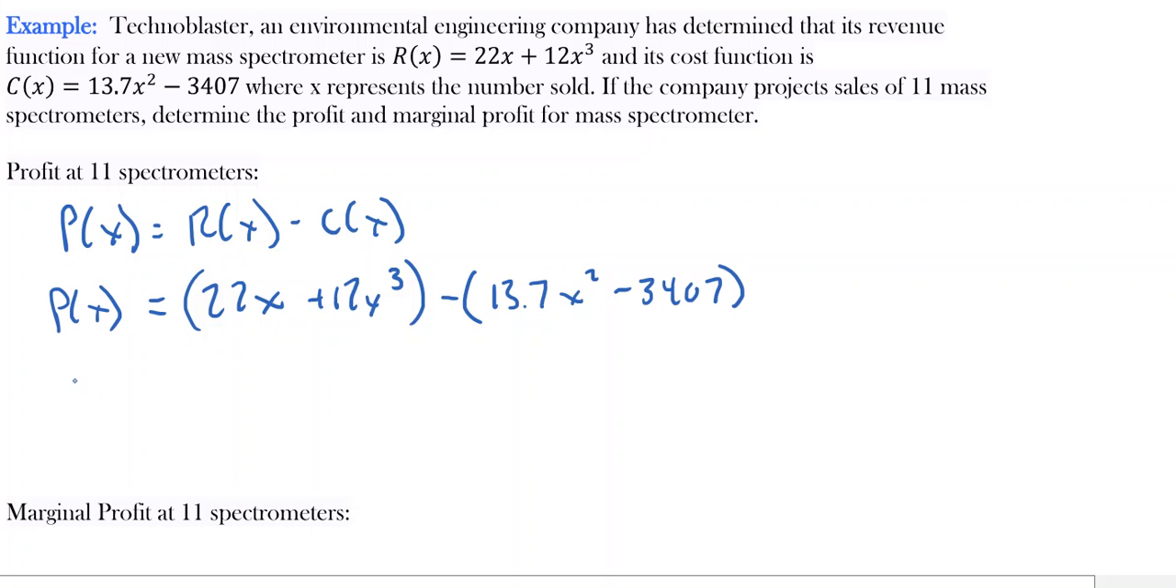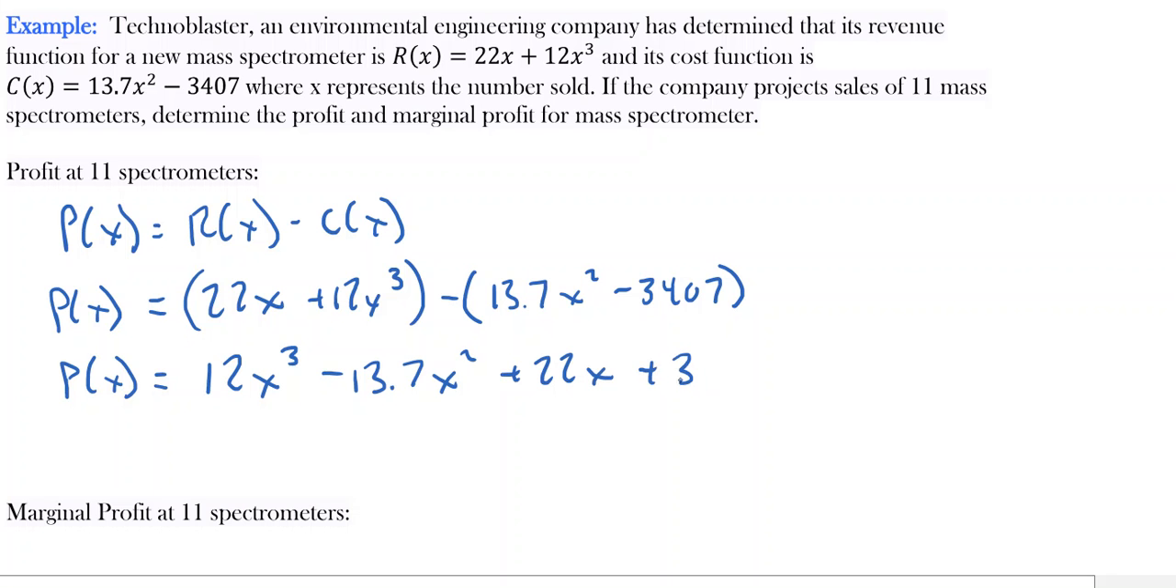Let's clean it up a little bit. There are no similar terms to add, but I'm still going to put this in descending order of the powers of x. So 12x cubed minus 13.7x squared. And then we would have a plus 22x and a plus 3407. Don't forget to distribute that negative through to make that a plus.